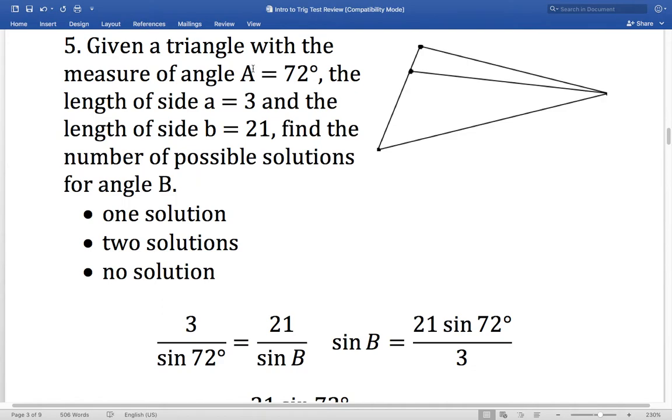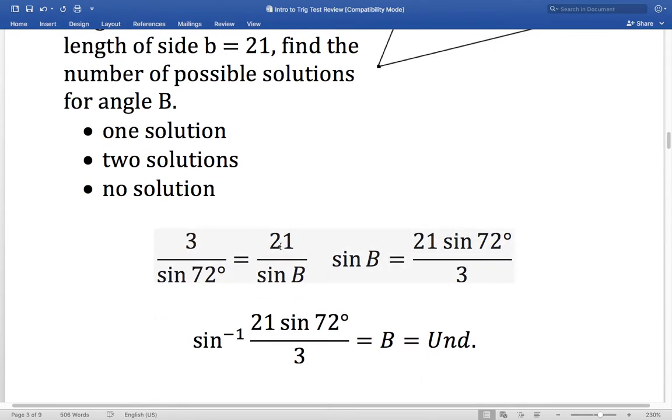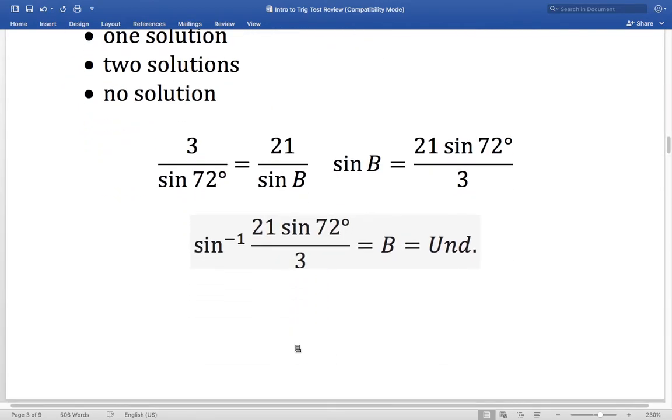So in this case, we have angle A is 72 degrees, side A is 3, and side B is 21. And so you set up your trig ratios like this. We have our angle A, we have our side A, we have side B, and we're looking for angle B. And again, anytime you're looking for an angle with this, you have to do inverse sine of all of this. For this ratio here, we just cross multiplied and divide. So you multiply those two together and then divide by 3 and that solves for sine B. We did inverse sine of 21 times sine of 72 divided by 3. That would give us our B value.